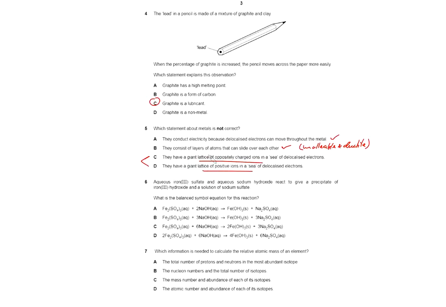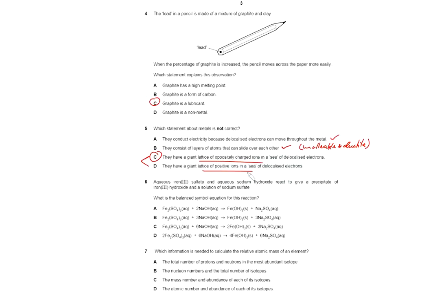In a metal, the metal itself is made of a giant lattice of positive ions and a sea of delocalized electrons. So therefore the wrong statement, the statement that is not correct, is C. It's oppositely charged ions we find in an ionic compound, but there would be no sea of delocalized electrons.